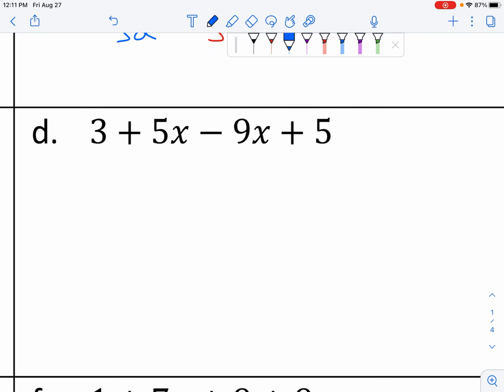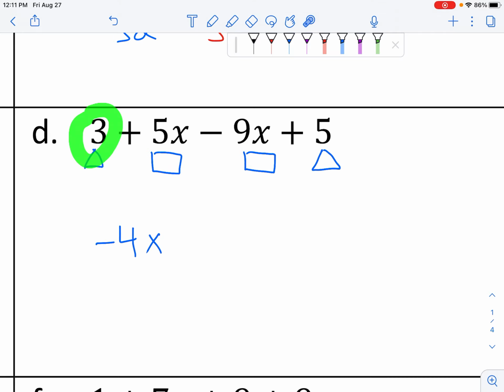On this one, again, sometimes you can use shapes, like all my constant terms get triangles. These are going to get squares, and my squares go together, so different signs, positive and negative. Different signs subtract. 9 - 5 is 4, and I keep the sign of the larger number. And then my triangles, 3 and 5, same signs add and keep the sign.